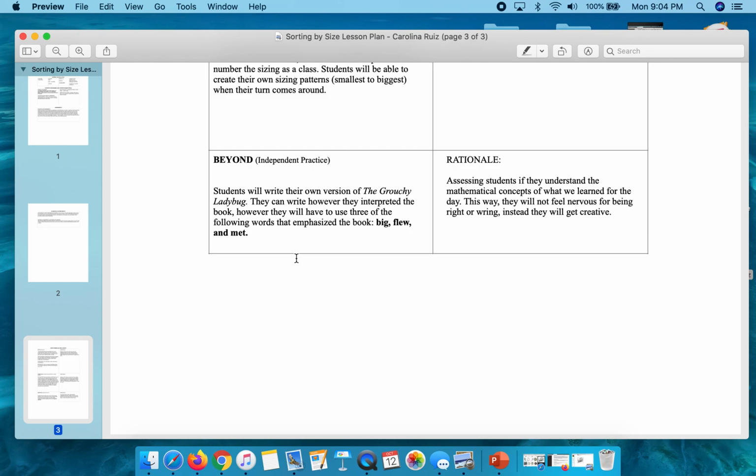Rationale. Assessing if students understand the mathematical concepts of what we learned for the day. This way they will not feel nervous about being right or wrong. Instead, they will get creative.